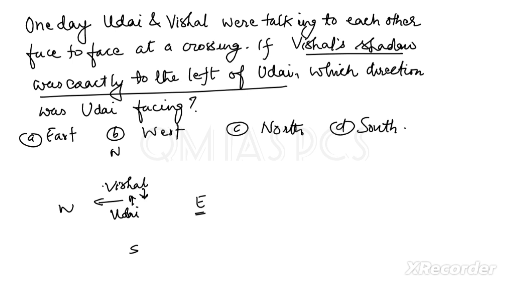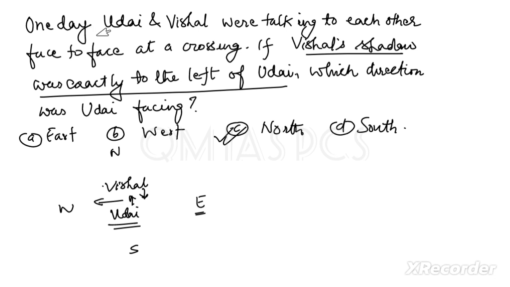So from this diagram, it is clear which direction Uday was facing, then that direction is north. That means C. Is it clear? It is very easy, right? So you have to write the direction first, you have to represent the direction first, and whatever the hint is given, you have to follow that one.